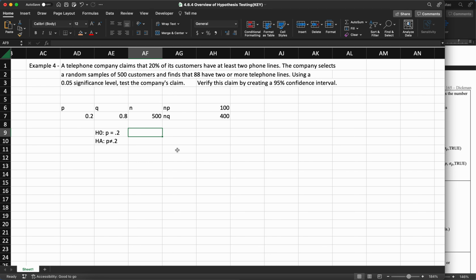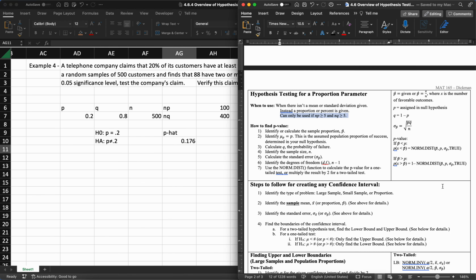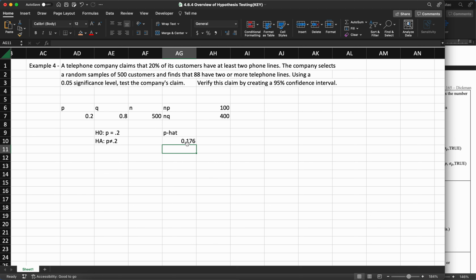So then I need to find P hat. P hat is going to be the proportion for my sample. In this case, that's the 88 over 500. And you can see in here that P hat is X over N, where X is the number of favorable outcomes. In this case, 88 out of 500 is 0.176, which is less than 0.2. So P hat is less than my population proportion.